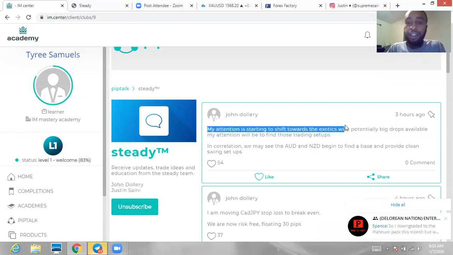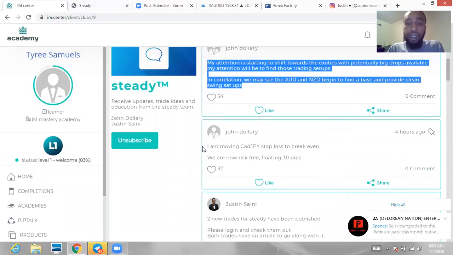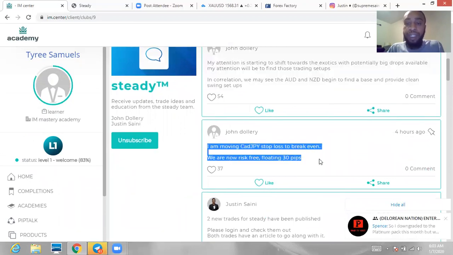My attention is starting to shift towards the exotics with potentially big drops available. My attention will be to find those trade setups. In correlation, we may see AUD and NZD begin to find a base and provide clean swing setups. Same thing. They also sent that same move it to stop loss in here.